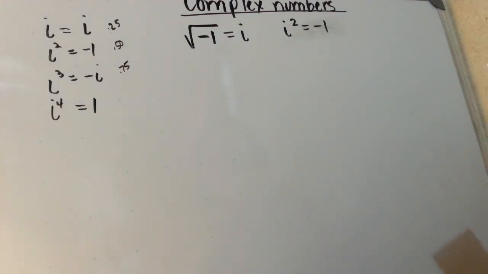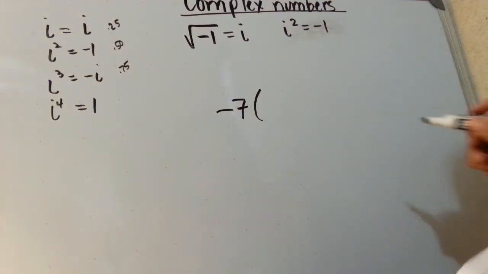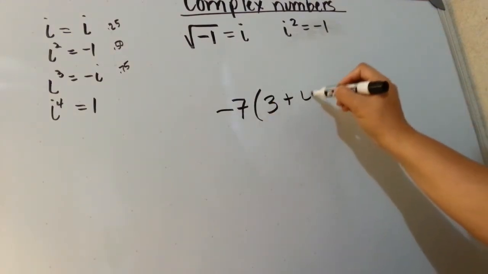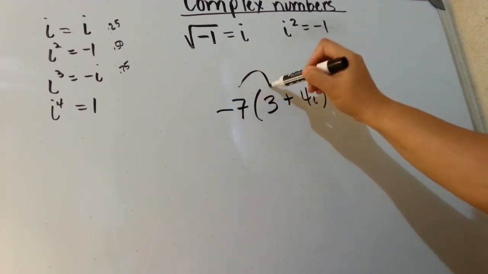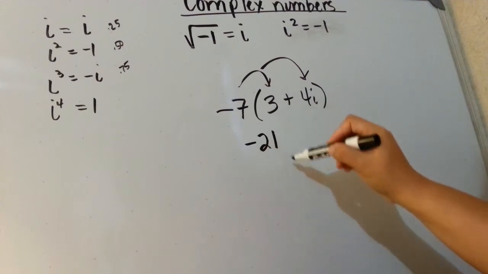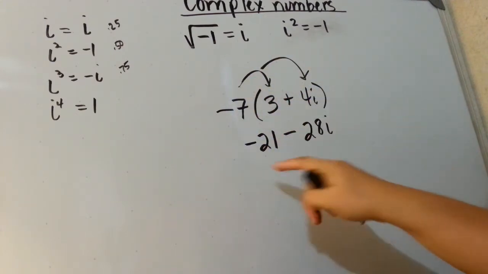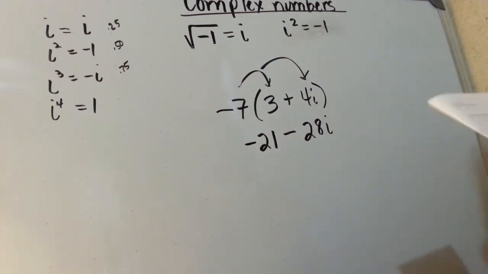Let's say you were trying to multiply. Well, this is just distribution. So you get negative 21 minus negative 28i. And that would be that answer.